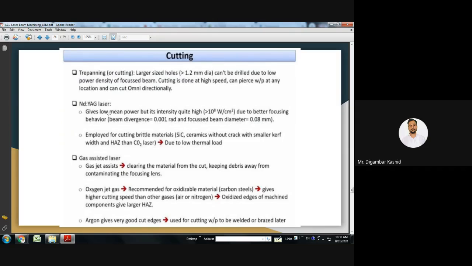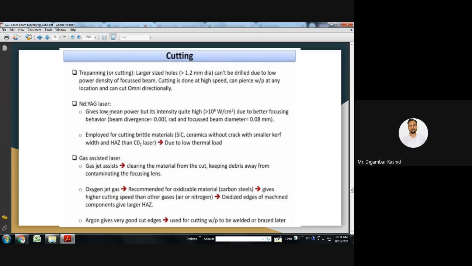So we can use it for cutting brittle materials, also silicon carbide and ceramic materials, without cracks, and with a small kerf width and small heat affected zone. Now, this is about the Nd:YAG lasers. Please note that Nd:YAG lasers can be employed for cutting brittle materials like silicon carbide and ceramics, again without cracks, with smaller kerf width and heat affected zones than our CO2 lasers, because of the low thermal load.